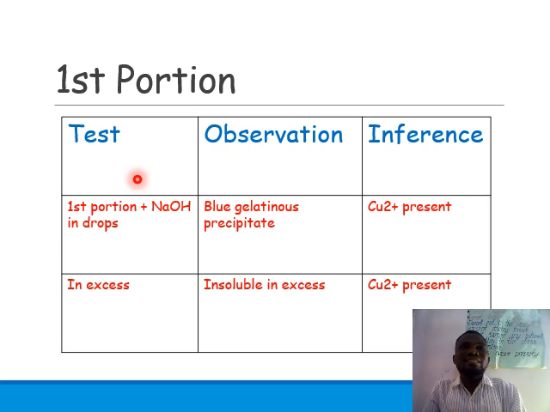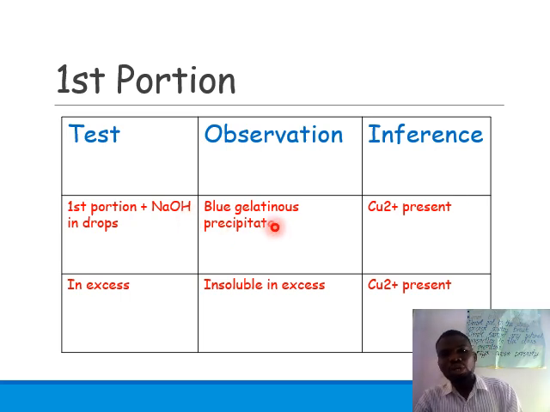So you don't do your test with the test tube that has the whole bulk solution. You just fetch a small portion and do your test. So for the first portion, you are going to add NaOH in drops. Mind you, this NaOH is aqueous because it's not solid, so it's aqueous.